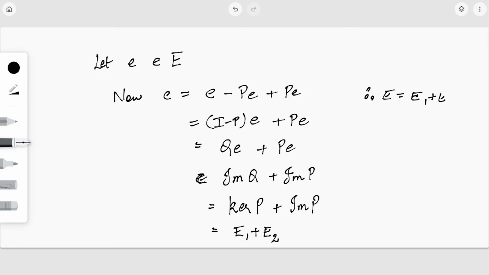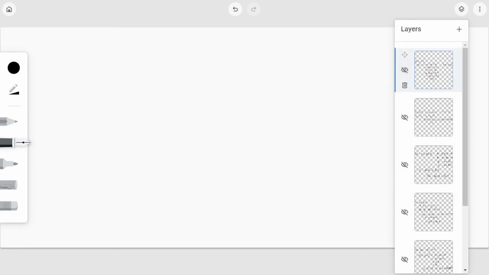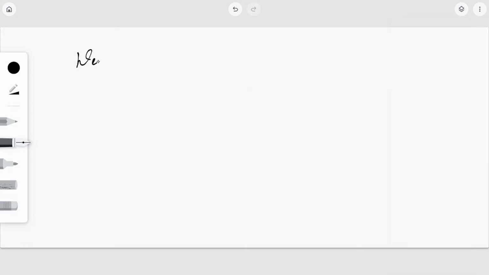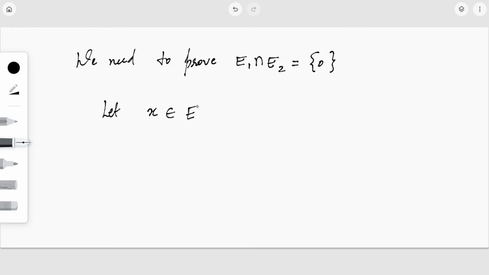E1 plus E2. Okay, now we need to show that it is a direct sum. So for that we need to prove E1 intersection E2 is equal to the set {0}. Okay, so for that let me choose an element x in E1 intersection E2. So it is enough to prove that x is 0. So x is an element of E1 intersection E2.